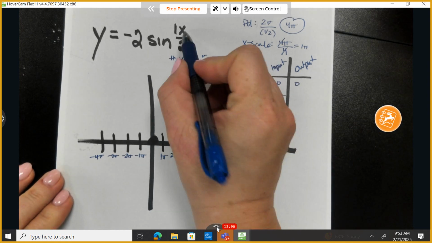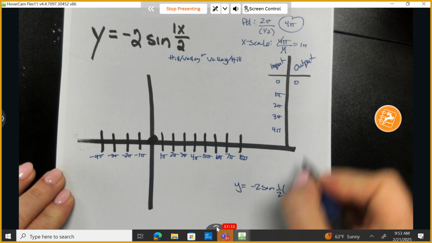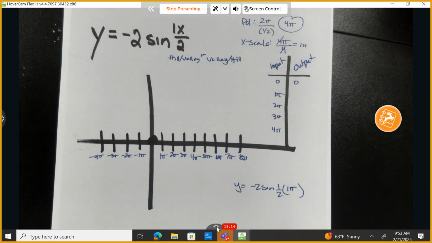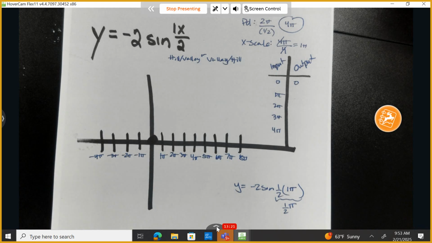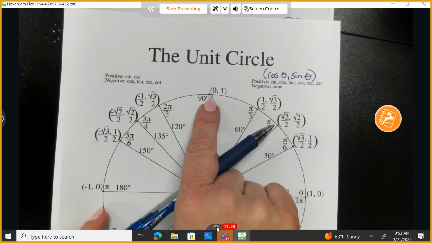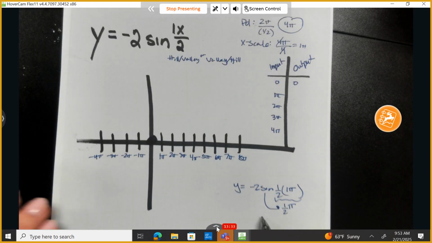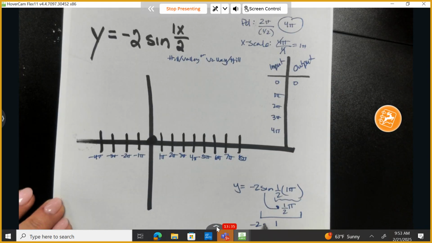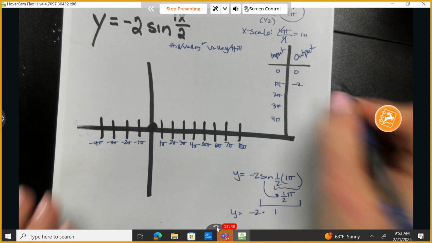Now I want to input a 1 pi for x. So y equals -2 sine of 1/2 times 1 pi. Well, 1 times 1/2 is just 1/2, so this is 1/2 pi. Let's find 1/2 pi, also known as pi over 2, and evaluate the sine at that place on the unit circle. Here's 1 pi over 2. The sine is the second number. It is 1. So this portion evaluates to 1. I need to take it times the -2. 1 times -2 is -2.